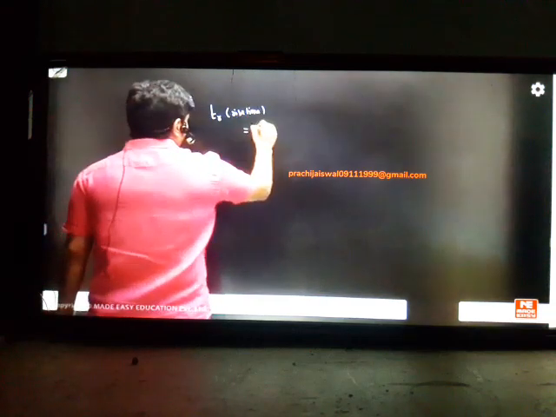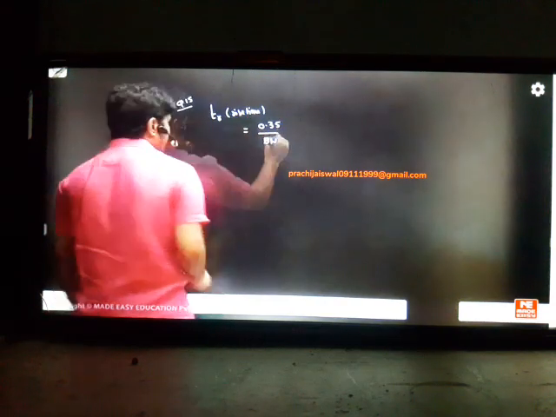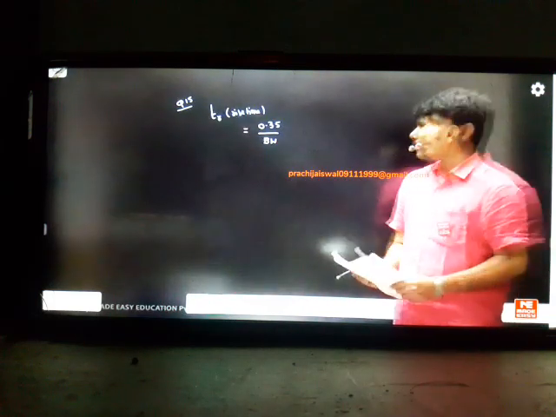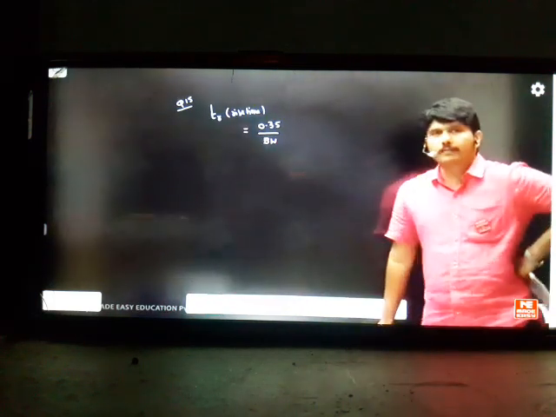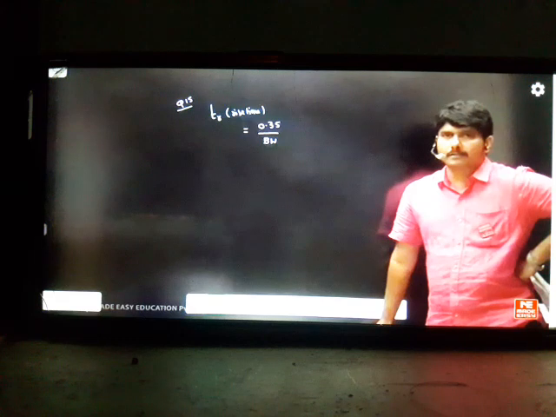Rise time is equal to 0.35 divided by bandwidth. This is a very standard relation in analog electronics, in multi-stage techniques we have to study. The rise time formula is 0.35 by bandwidth. Tomorrow we have some standard formulas related to that, and we have to understand the conclusions. Tomorrow's class is multi-stage techniques.